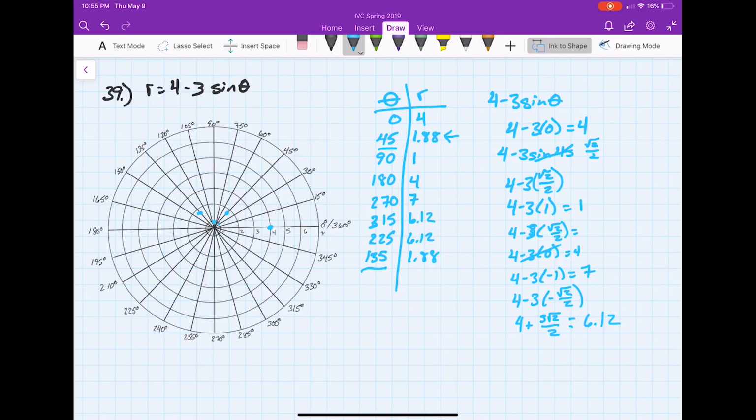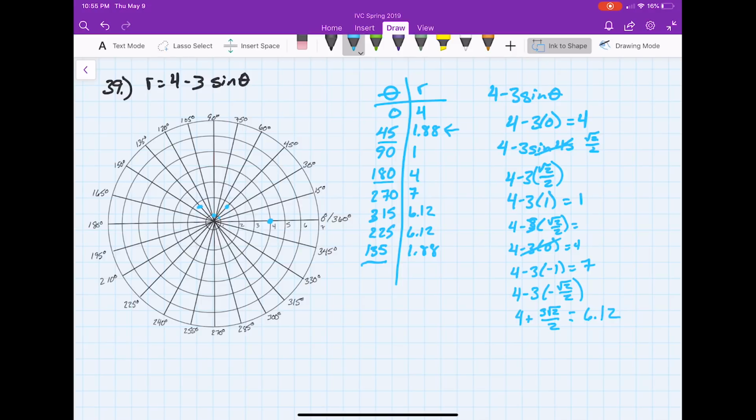All right, so then, of course, at our 135, we would be back out here at 1.88. And then when we get to the 180, we are at 4 again. So you can see this is reflecting across the vertical axis, or the y-axis, from 90 to 270. At 270, we're out at the 7th ring, which is all the way to the edge of my circle here. Luckily, I had 7.